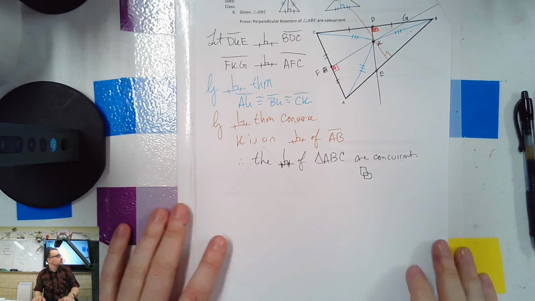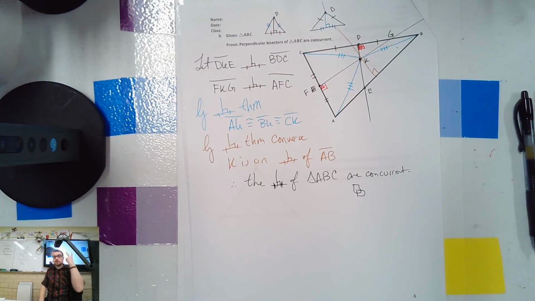That's actually one of the easier ones if you know what you're doing. You draw two perpendicular bisectors and prove the last one has to be. What theorems do you use? Perpendicular bisector theorem and its converse.